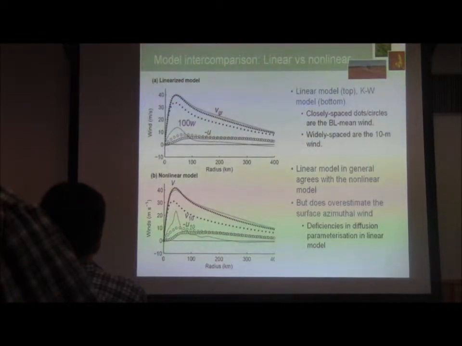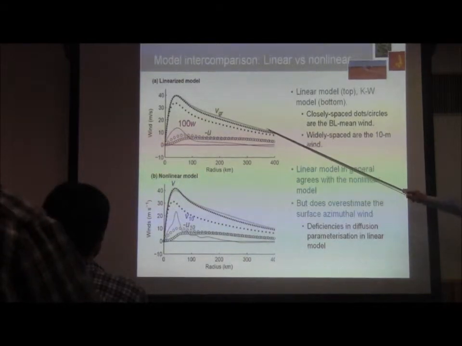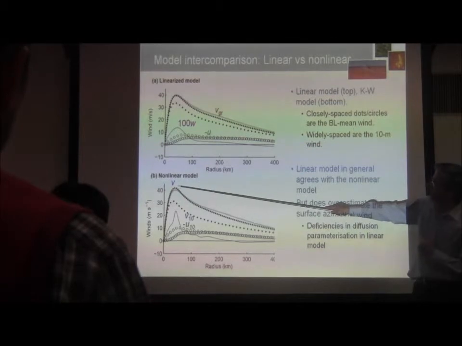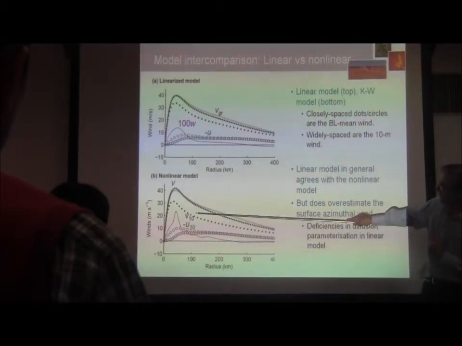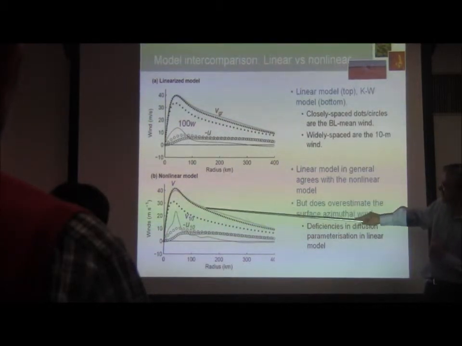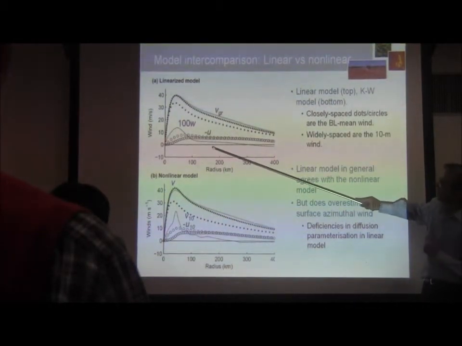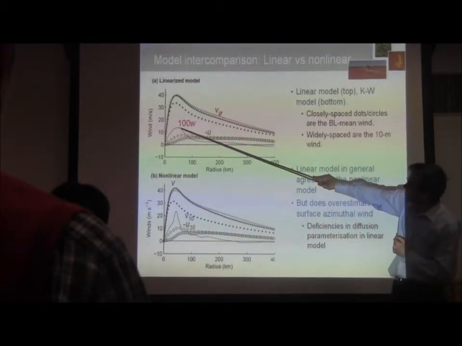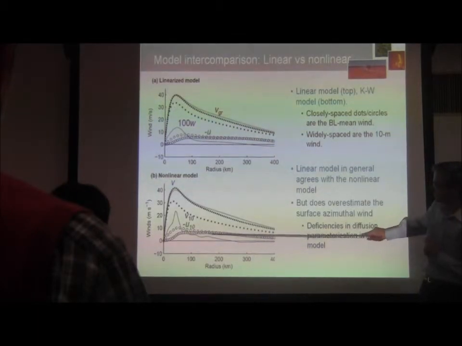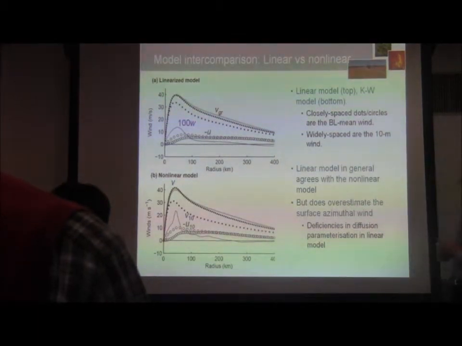This is the other way of looking at it, and the thick grey line is the gradient wind. The closely spaced dots are the boundary layer mean azimuthal wind. The other filled dots are the 10-metre wind, so you can see there's a difference in those. The updraft, the thin solid line, is reasonably similar in both cases, and the open circles give you the 10-metre radial wind. So it's reasonably consistent between the two.